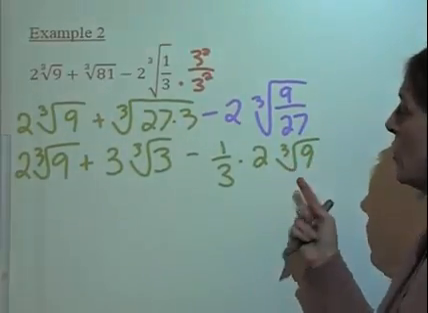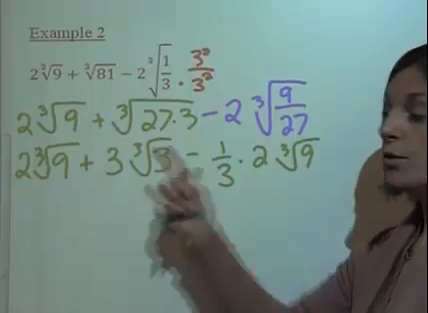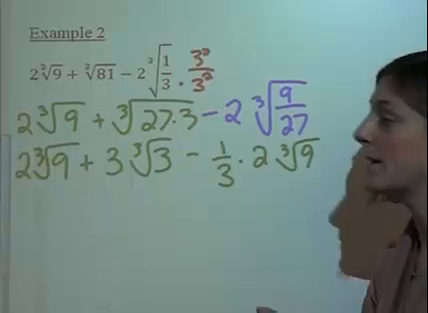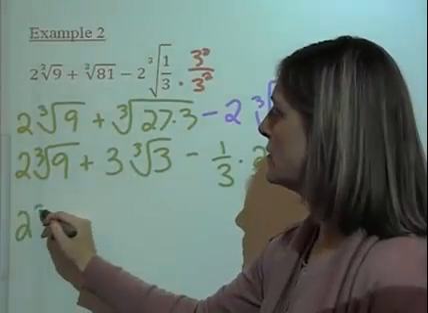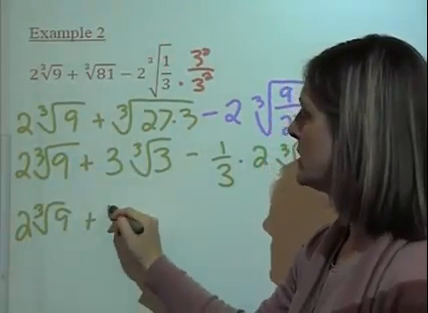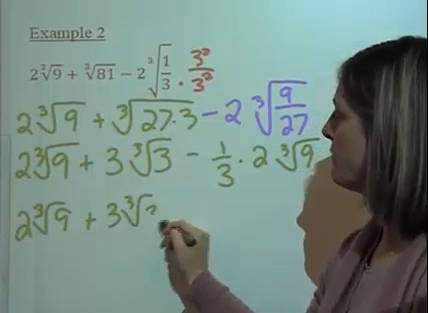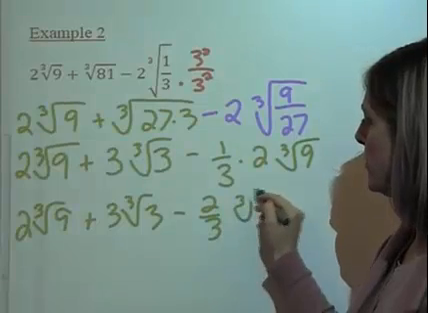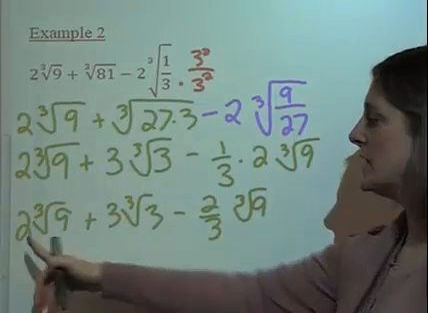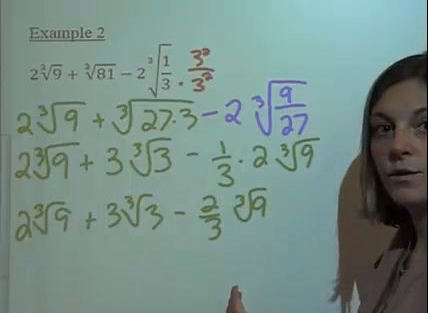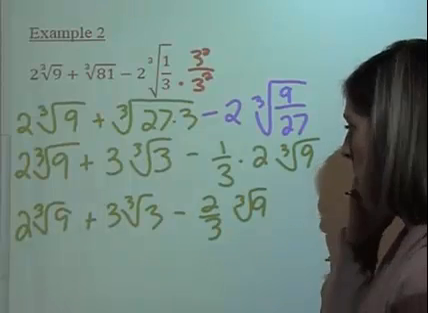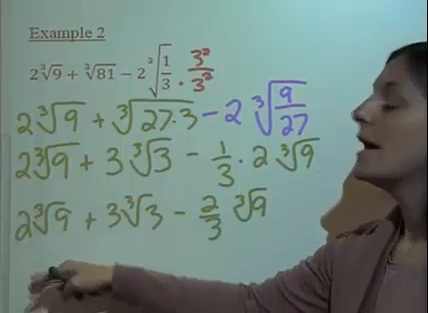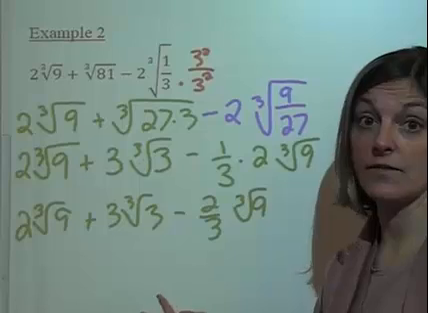And so now we actually have 2 terms that have the cube root of 9. But let's simplify this one first before we add them. So we have 2 cube root of 9 plus 3 cube root of 3. And then when we multiply these, it becomes 2/3 cube root of 9. So now we have these like terms, and 2 minus 2/3 is going to give us 4/3.